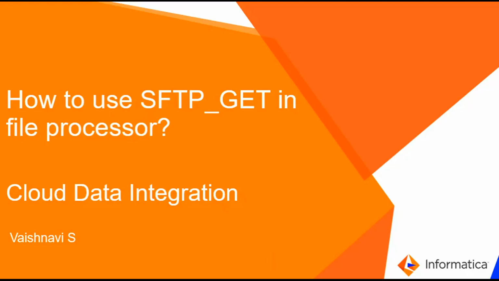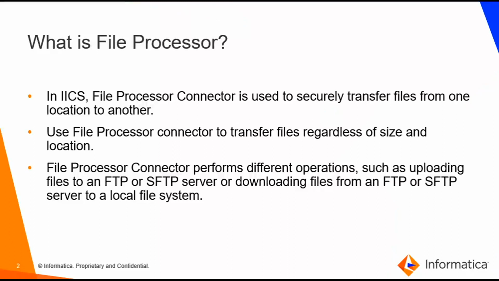First and foremost, what is file processor? In IICS, the file processor connector is used to securely transfer files from one location to another. Use the file processor connector to transfer files regardless of size and location. The file processor connector performs different operations such as uploading files to an FTP or SFTP server, or downloading files from an FTP or SFTP server to a local file system.